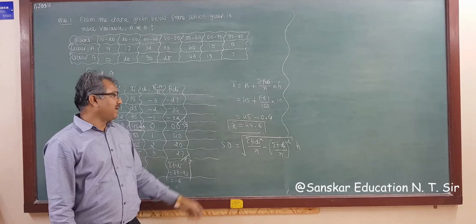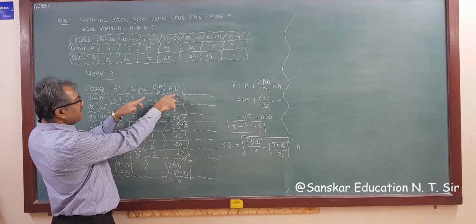So now for this formula, what do we require here? We require Fi Di square, but we have only Fi Di. It means you have to multiply Fi Di with this Di.